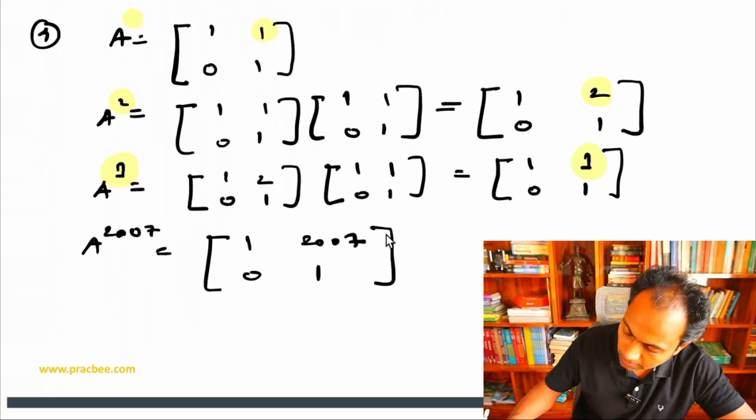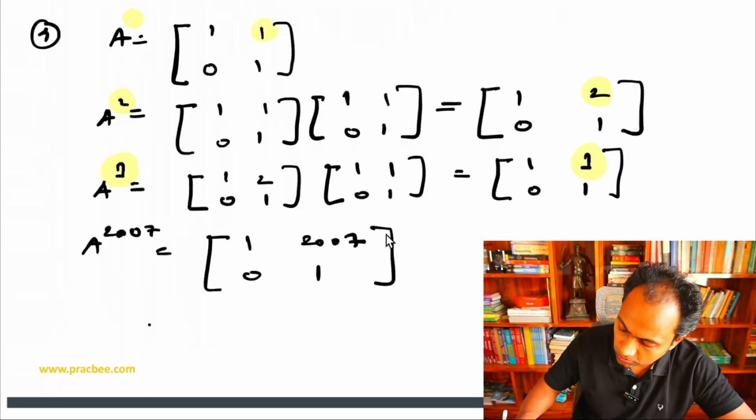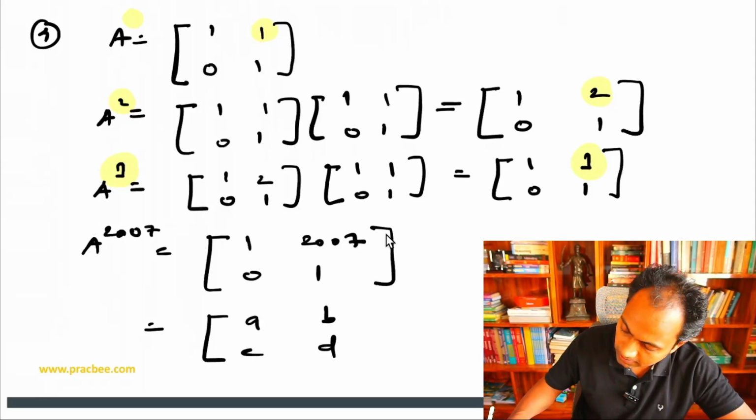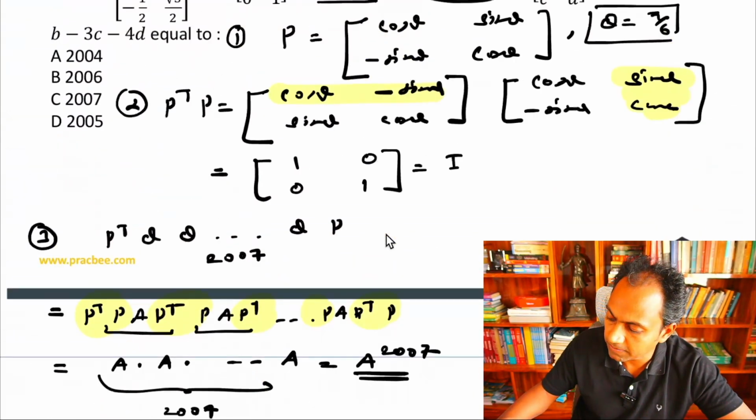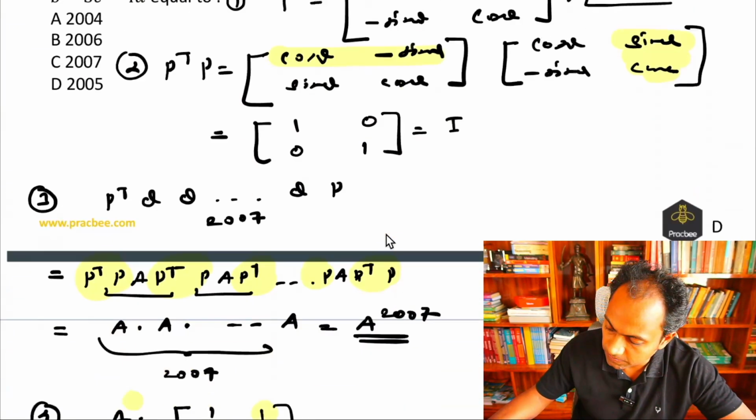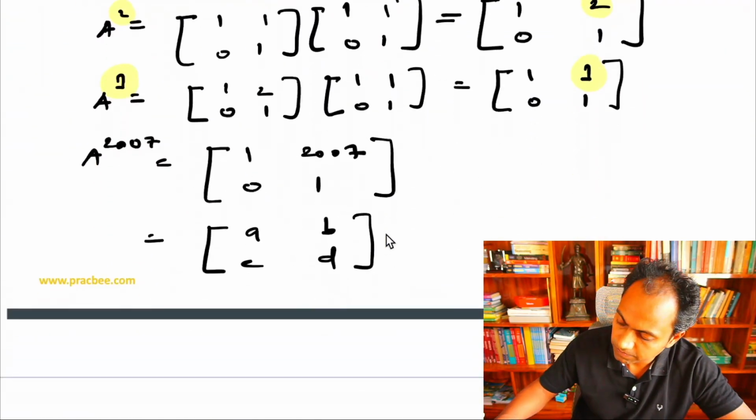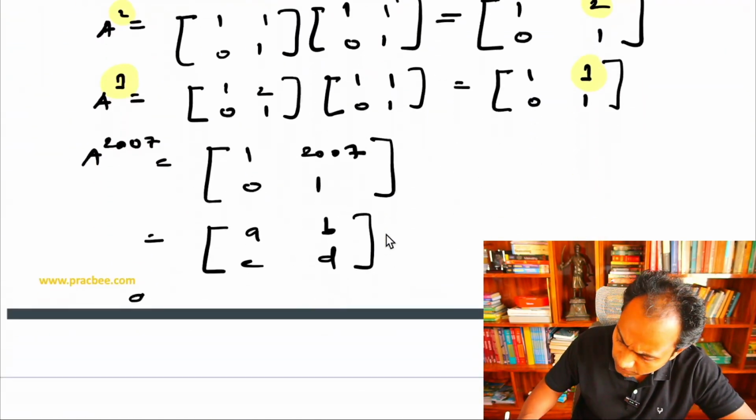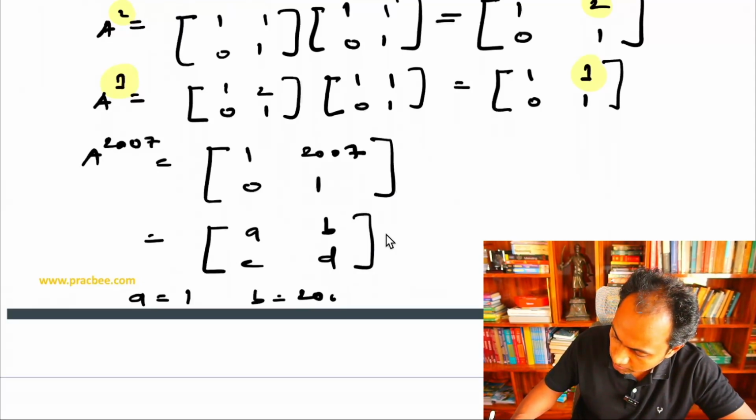200701. Now they have given us this equal to A, B, C, D. And what they are asking is 2A plus B minus 3C minus 4D. So we can figure out the values. A comes out to be 1, B comes out to be 2007, C comes out to be 0, and D comes out to be 1.